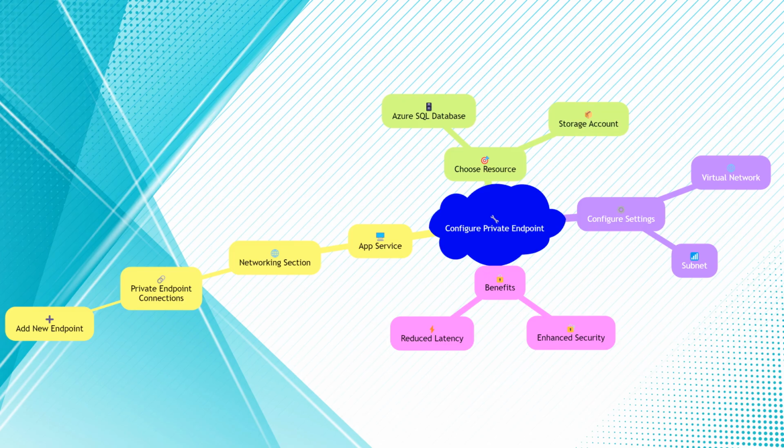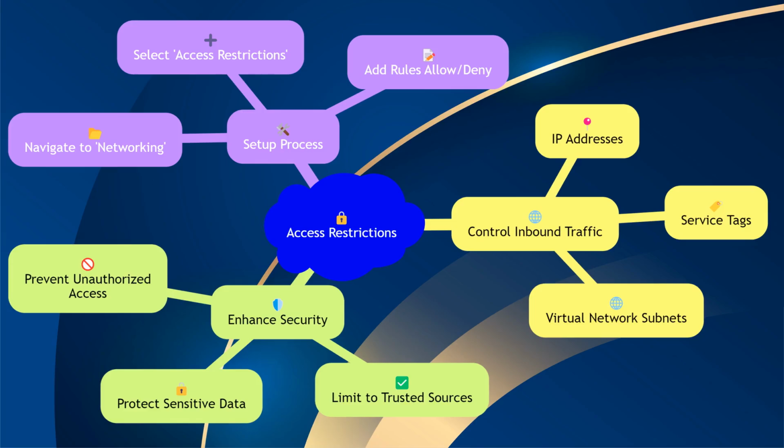To configure a private endpoint, go to the Networking section of your app service and select Private Endpoint Connections. Click on Add to create a new private endpoint. Choose the resource you want to connect to, such as an Azure SQL database or a storage account. Configure the necessary settings, including the virtual network and subnet. Once the private endpoint is created, your app service will communicate with the target resource over a private link, enhancing security and reducing latency.